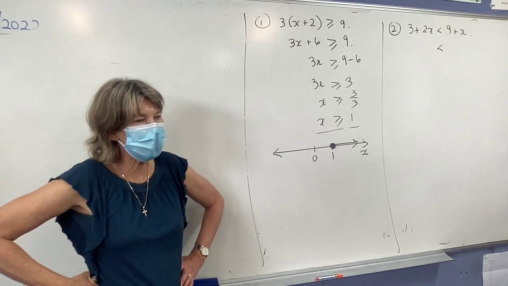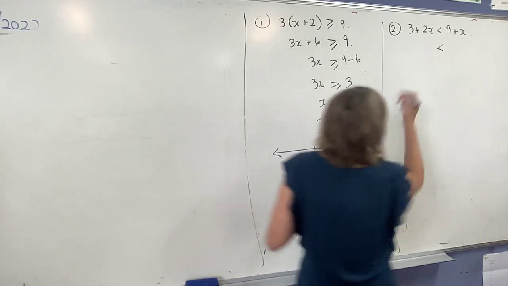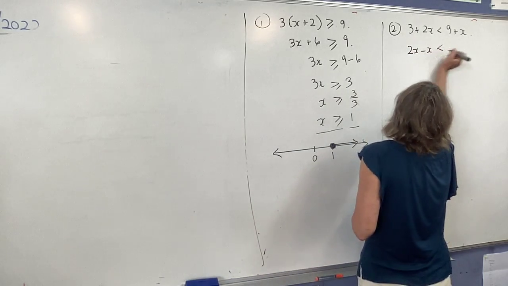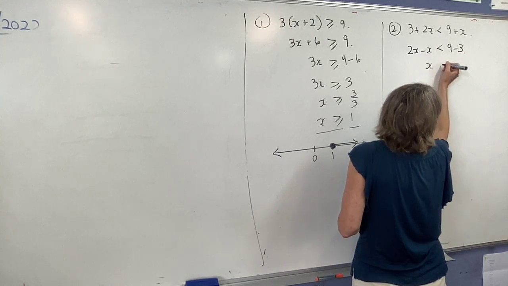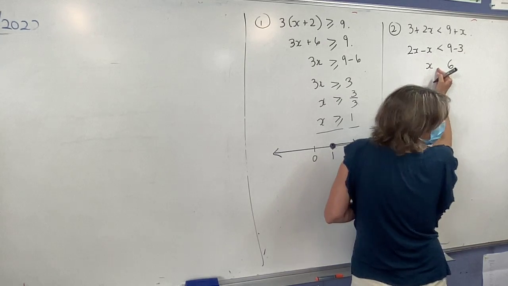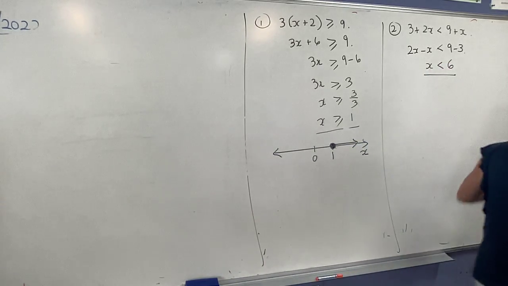Okay, Adrian, start us off. 2x minus x. Excellent. 9 minus 3. Good, continue. x, 6. Less than. Good, and that's finished. And now we're going to the number line.